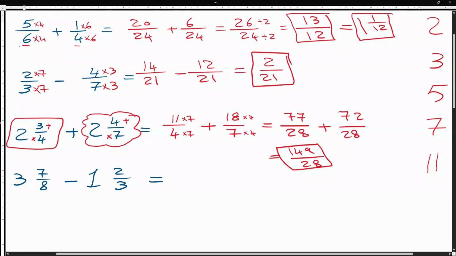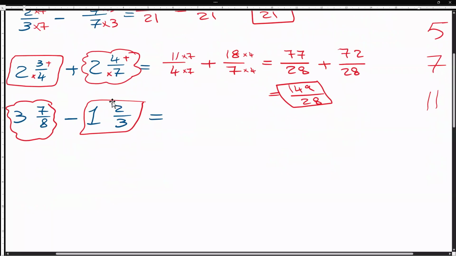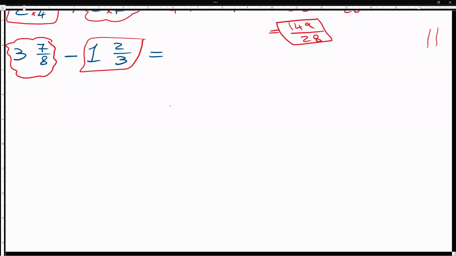Okay, last one here, again, mixed. So I need to deal with them first before subtracting, correct? So I'll multiply by the bottom, then add the top. 3 times 8, 24, plus 7, 31. So this is 31 out of 8, minus 1 times 3 is 3 plus 2 is 5. So this is 5 out of 3.